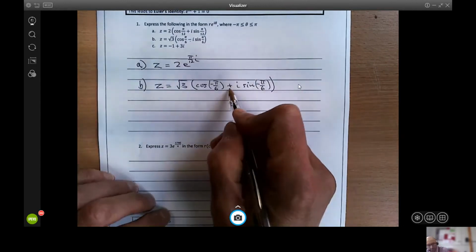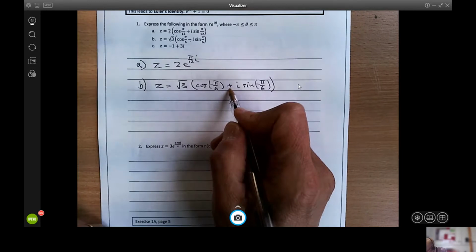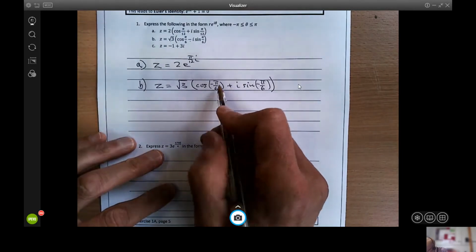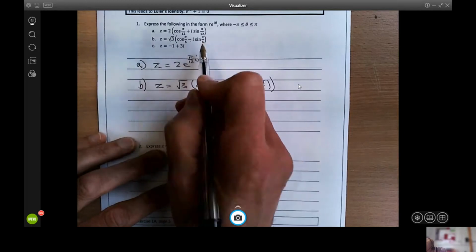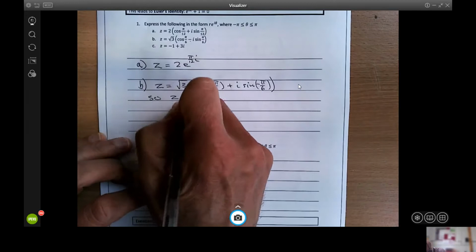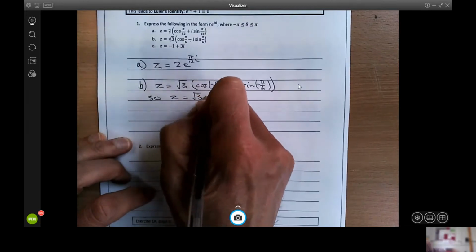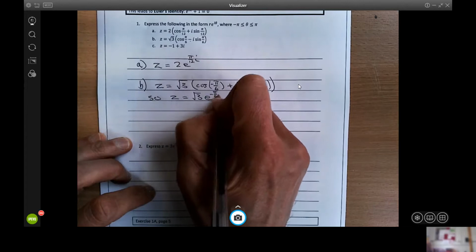So what we've done by changing that to a plus there is we've got it correctly in modulus argument form. The argument of z here is not pi over 6, it's minus pi over 6. So z is equal to root 3 e to the minus pi over 6 i.